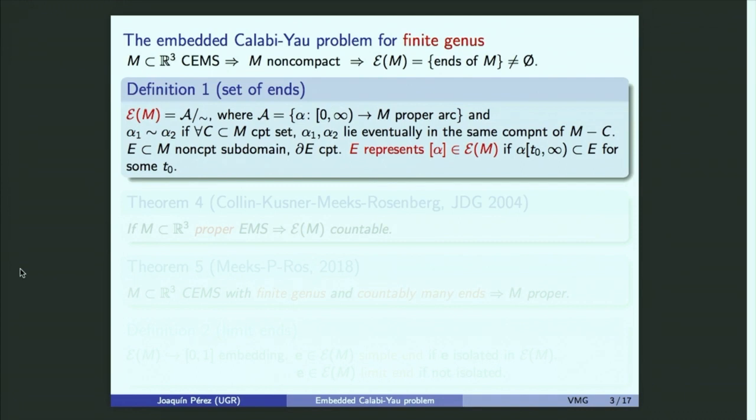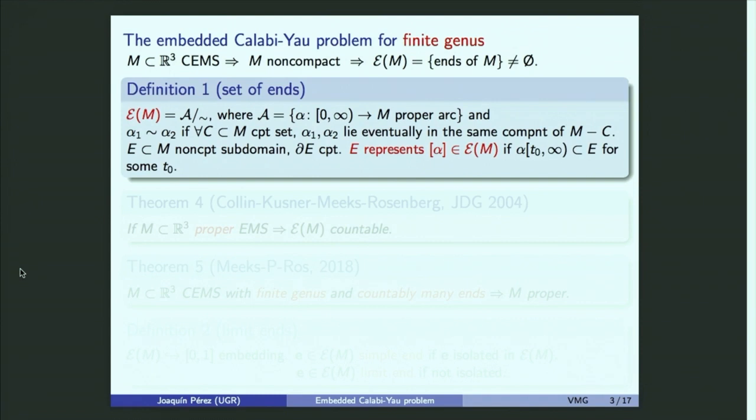What is more important for me is what is the meaning for a non-compact subdomain in a surface with compact boundary to represent an end. Represent an end means that, well, an end rigorously is an equivalence relation of proper arcs. What it means is that every proper arc, it doesn't matter which representative you take in the class, will be eventually contained in that non-compact subdomain, right?